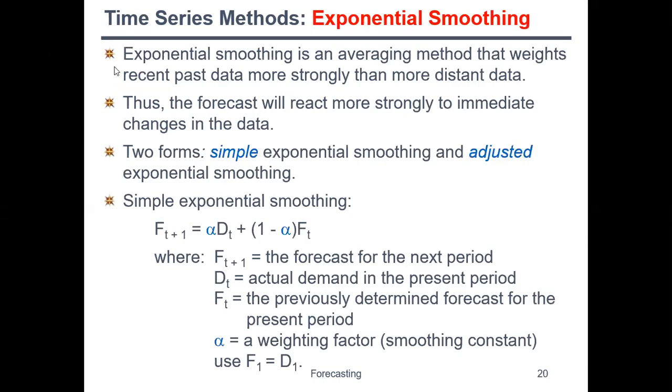Now let's move on. Let's look at exponential smoothing. It is an averaging method that weights recent past data more strongly than more distant data. So what happens is that they put more weight on recent past data than more distant data. So the older the data, the less the importance of the data. The more recent the data, the more weight is added to it.